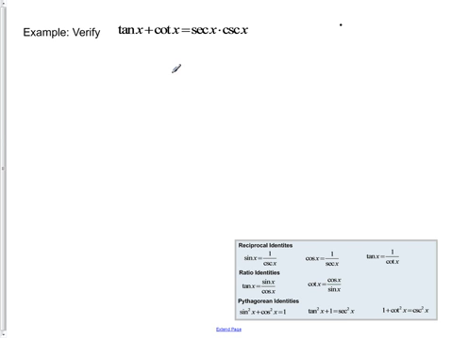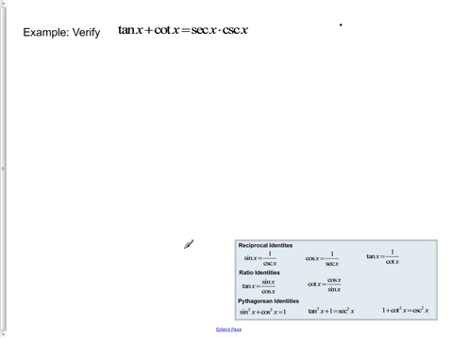Okay, so let's do one more verification right here. In this case, we're told that tangent of x plus cotangent of x is equal to secant of x times cosecant of x. Well, generally speaking, one principle that we can use is that anytime we have a sum or difference with trigonometric functions, we can rewrite it so that we have a product of two trigonometric functions by rewriting those expressions and then joining them together with common denominators.